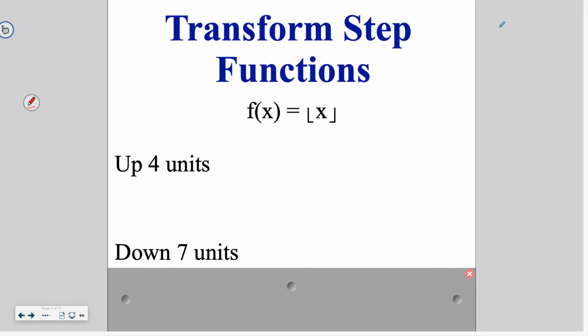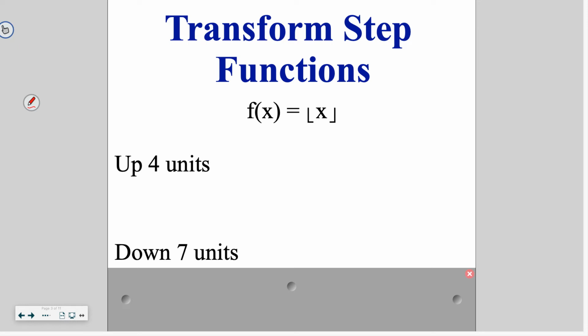So we're going to start with the step functions. This one is much easier and it's very straightforward. So we're looking at a regular step function. In this case, it's the floor function. Same rules would apply to the ceiling function. It says f of x is equal to the floor of x. It's asking us to transform it up 4 units.